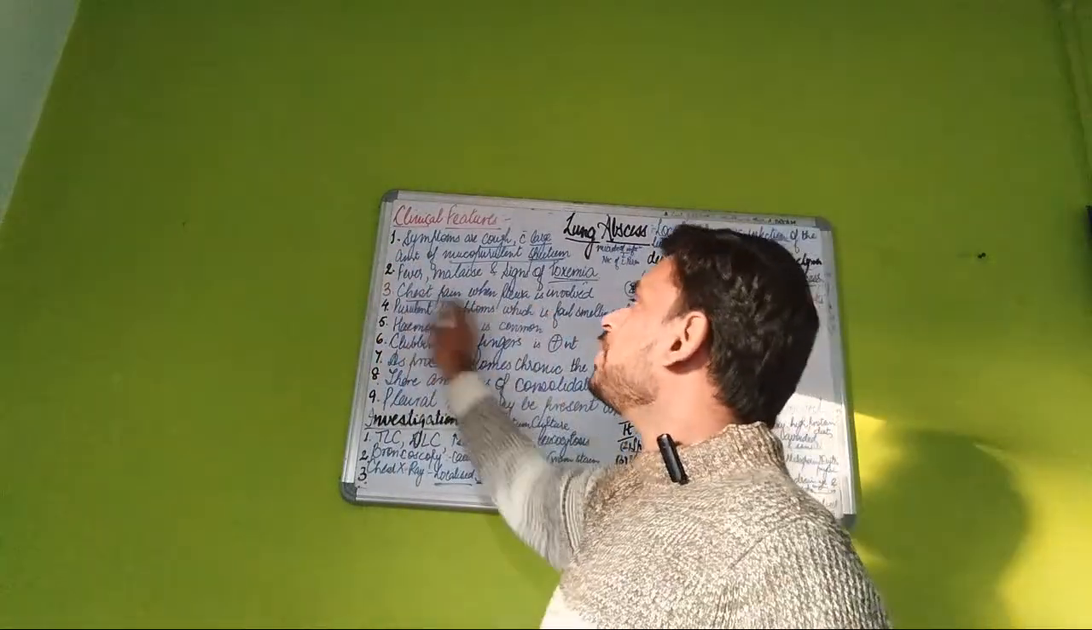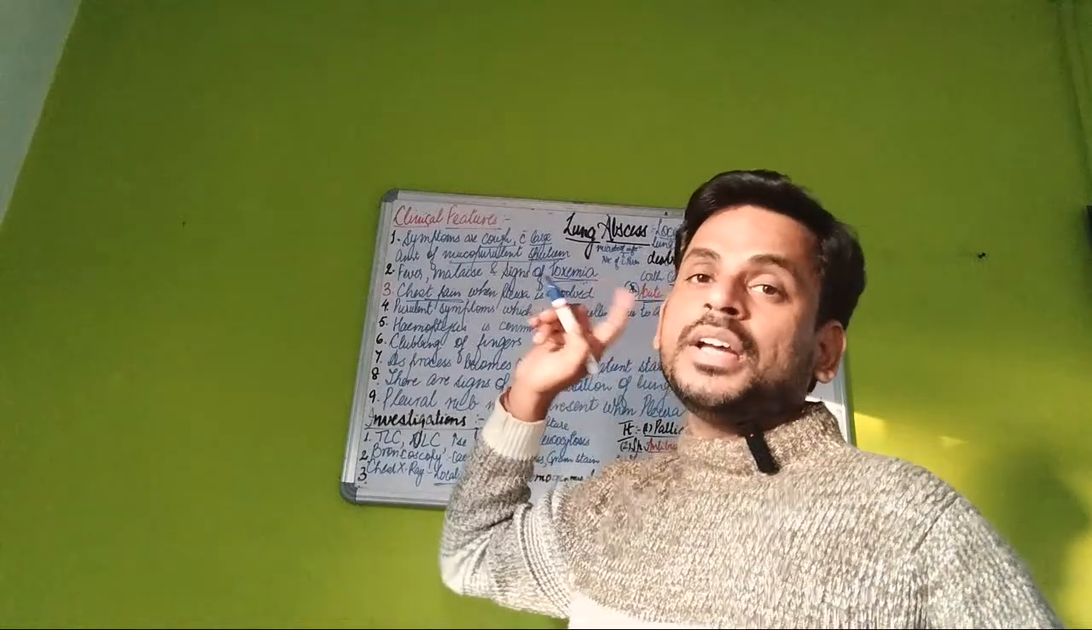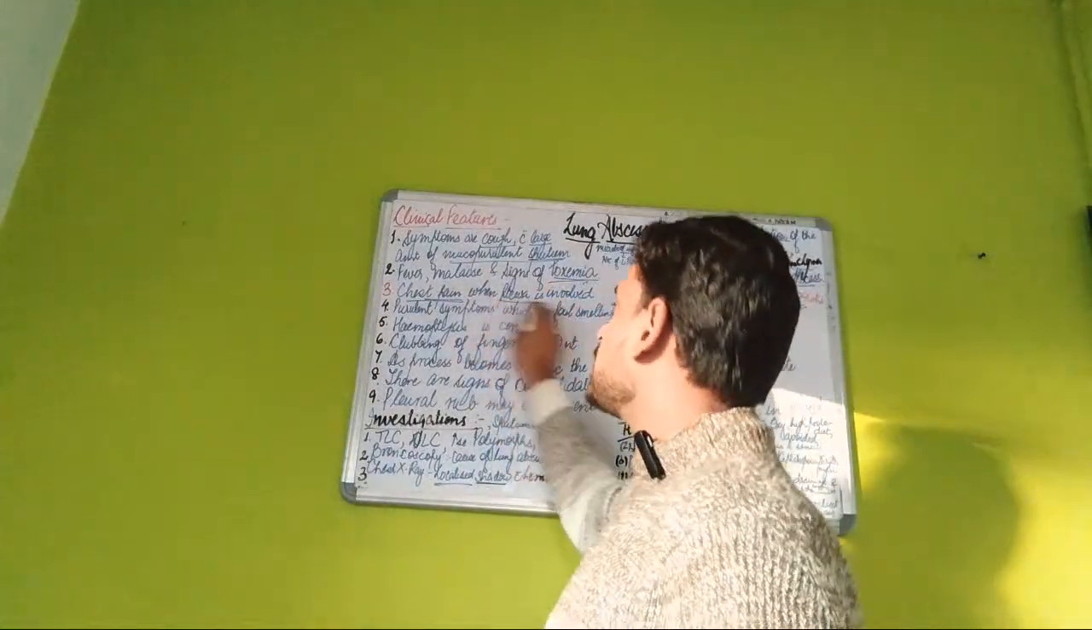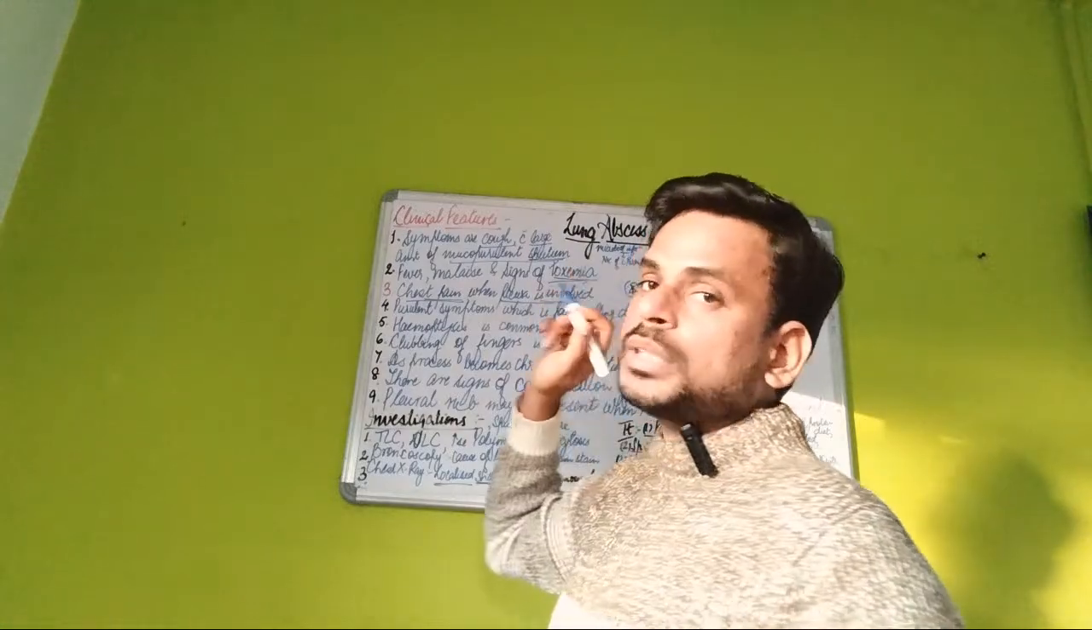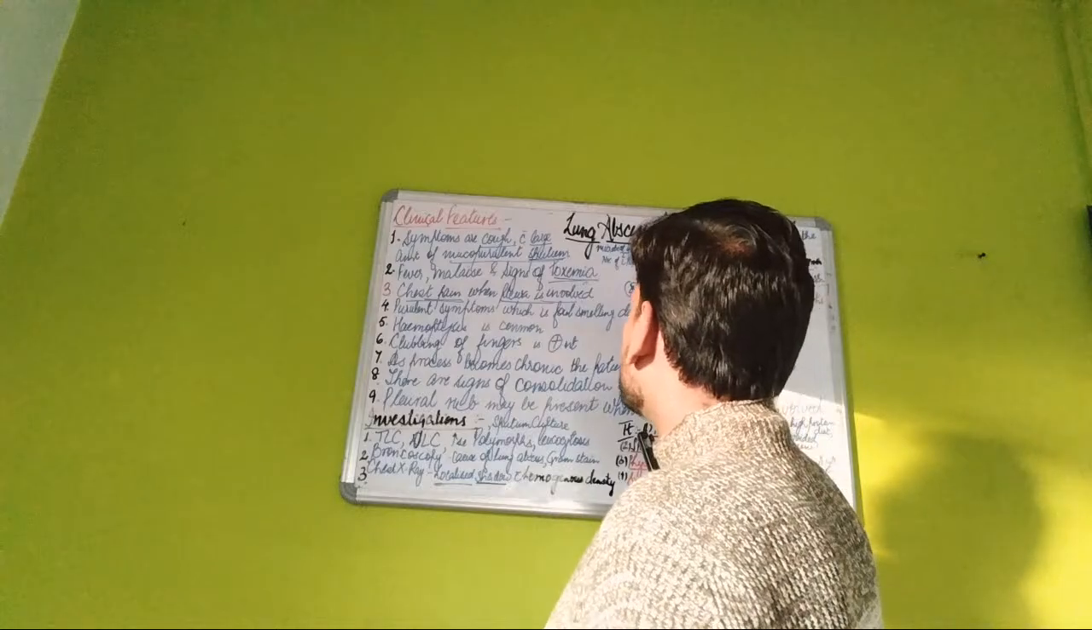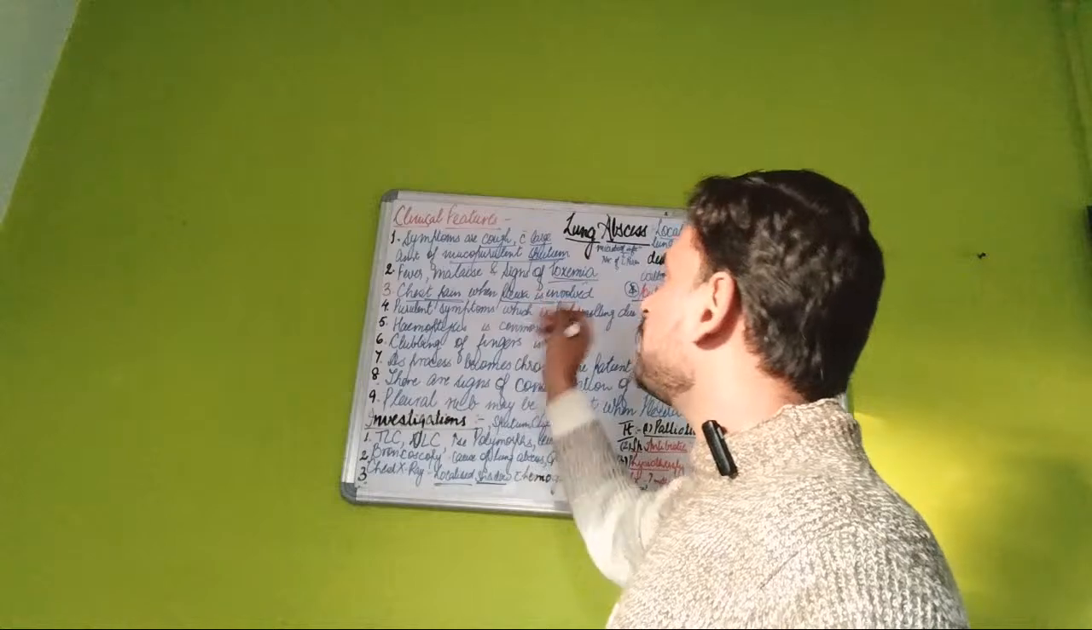Apart from this, the patient may also complain of chest pain. This is another very important clinical feature. The patient may complain of chest pain when the pleura is involved. Whenever the lining of the pleura, which surrounds the lungs, whenever the pleural cavity is involved, the chest pain is there.